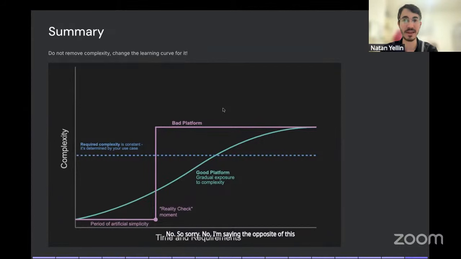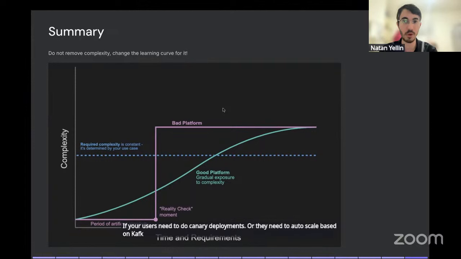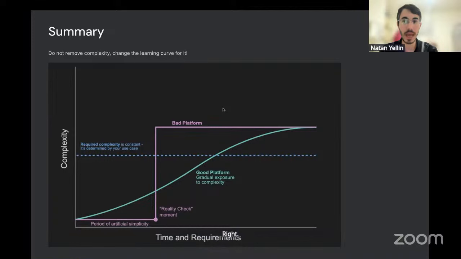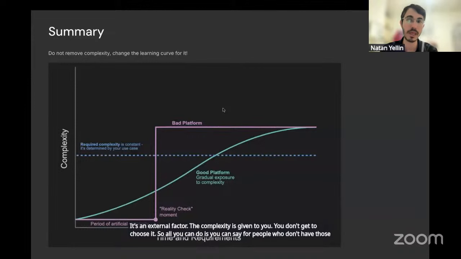I'm saying that complexity is not determined by you or your platform. Complexity is determined by your users and their requirements. So, as an example, if your users need to do canary deployments or they need to auto scale based on Kafka topics and the load inside those topics, right? Then that is a set level of complexity that your platform cannot influence. It's an external factor. The complexity is given to you. You don't get to choose it. So all you can do is say for people who don't have those requirements, we'll make it easier for them to start off.